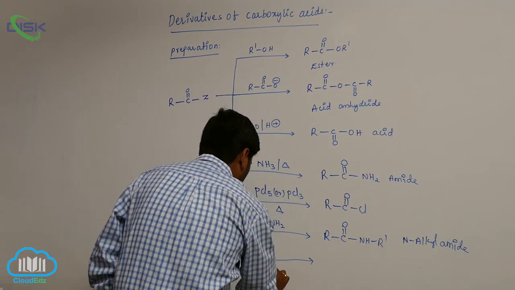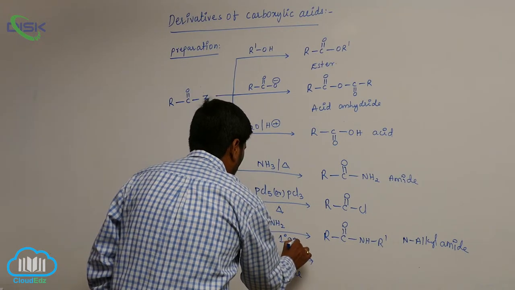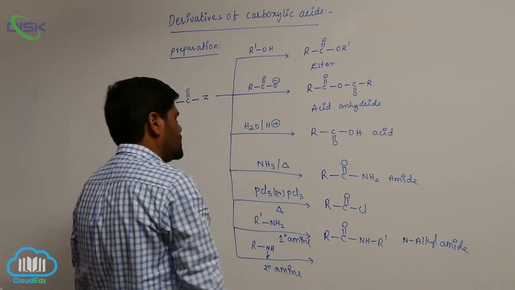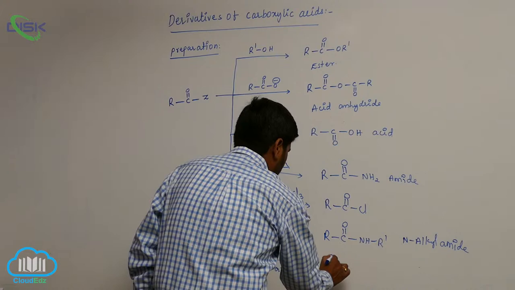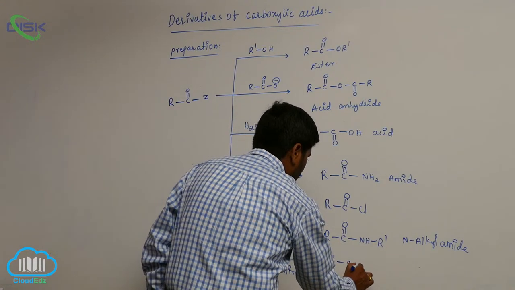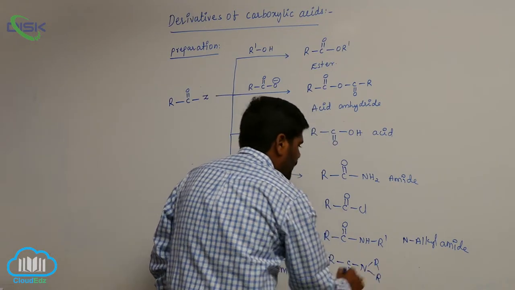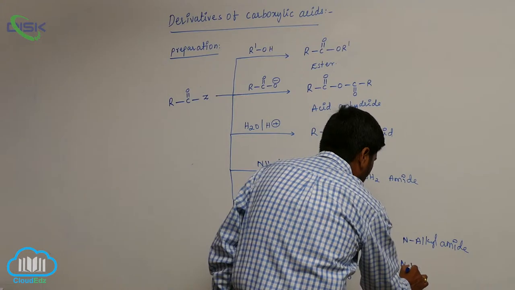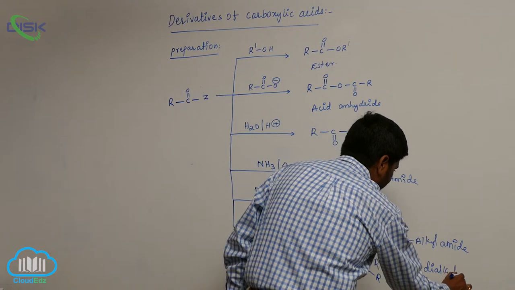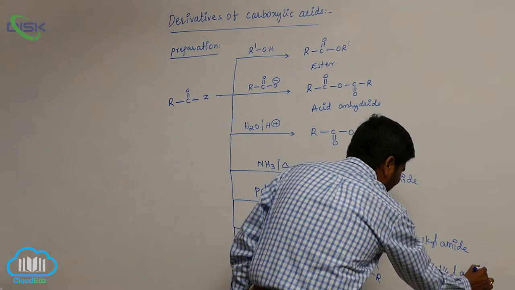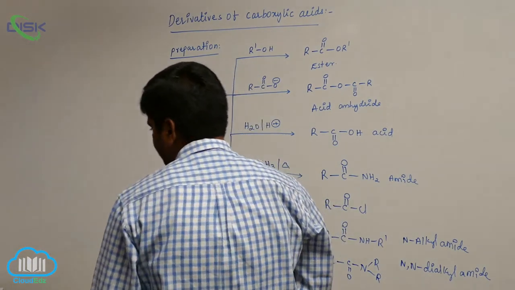When it is reacted with a secondary amine, this is a 2-degree amine, and the above one is a 1-degree amine. Now it forms R C double bond O N, with R and R on nitrogen. This is N,N-dialkyl amide.